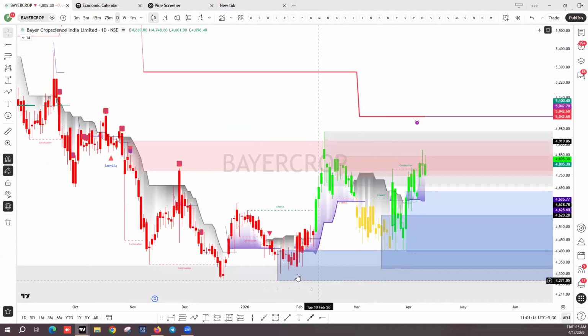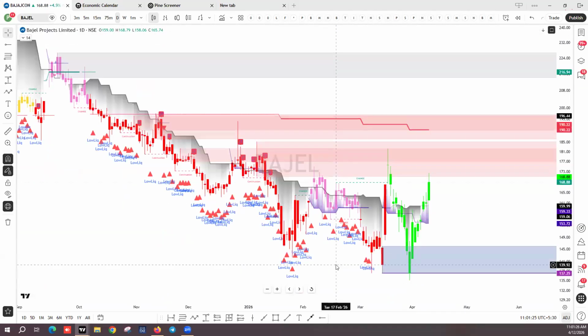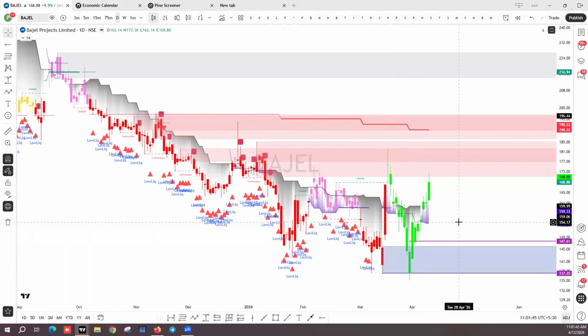This one, where Crop Science changed to green color below the bias, gave a deep retracement, not 50%, much deeper. So always place alerts much deeper if it is below the bias band. This is a very good example. See, Bagel. It is below the bias band, turned green, price came below this low. This is what I was telling: if price comes down below this and is not able to close below this, then buy above this candle's high.